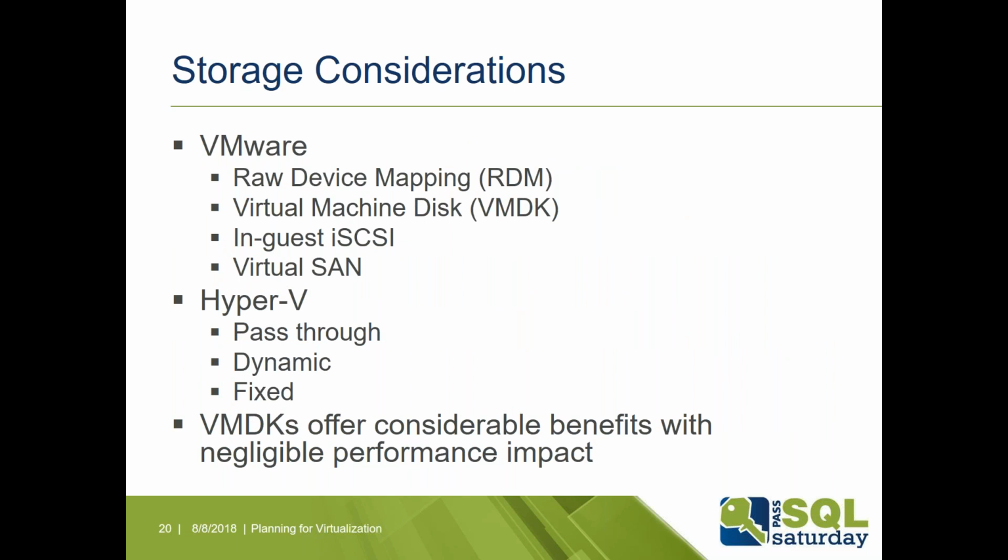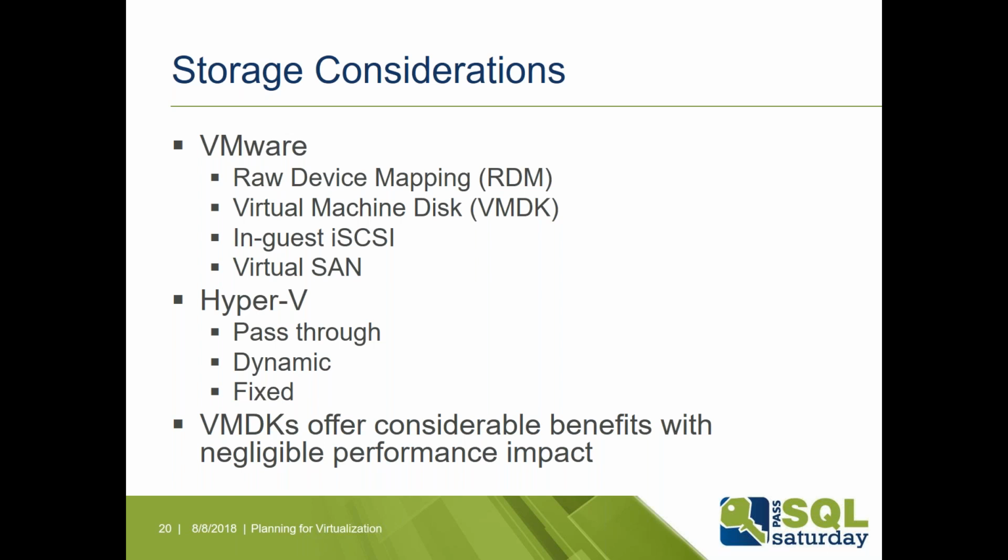Okay, storage considerations. You lose a lot of benefits if you use what they call raw device mapping, whether it's physical or virtual raw device mapping. This is essentially taking a LUN on your SAN, presenting it to your guest VM, and allowing it to write directly to it. This doesn't create the overhead that using a virtual disk does, but the overhead is so minimal as to be unnoticeable. So I would recommend using VMDKs in the VMware world.